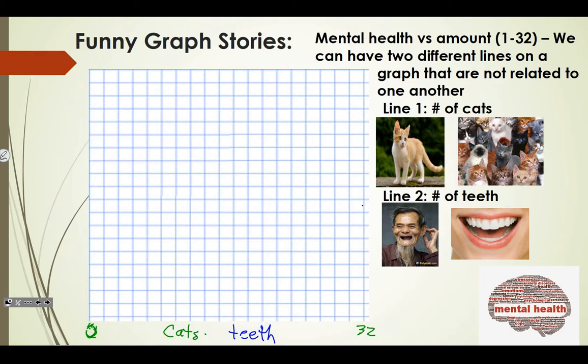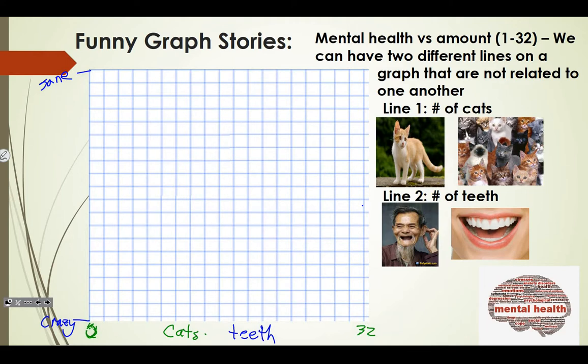What's left? What are we trying to put on our graph? Mental health, right? So on this one, do you want crazy down here or up here? Down at the bottom? Okay, crazy is down at the bottom. And sane is up here, and most of us are somewhere in between, right?